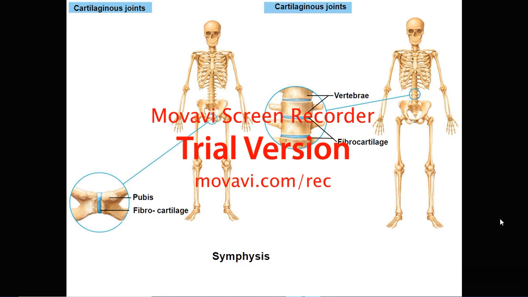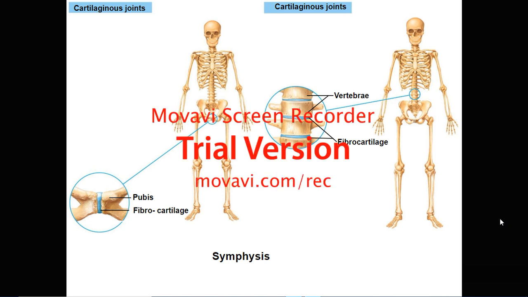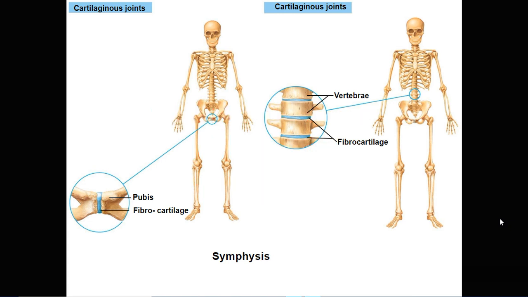This figure shows the second type of cartilaginous joints, the symphysis joint. With the symphysis joint, you have fibrocartilage uniting the bones together. The thing about fibrocartilage is that it is compressible and resilient, so it can act as a shock absorber, and it permits a limited amount of movement at the joint.